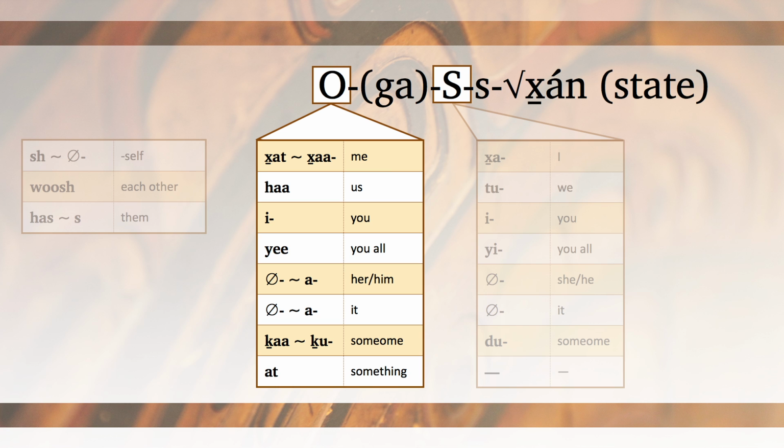The first thing you see is a zero marker. This tells us that we're not going to hear anything, but we have to remember that something is there. We keep that in mind because it could shift into something else. This is something you're going to see throughout your studies of Tlingit grammar.